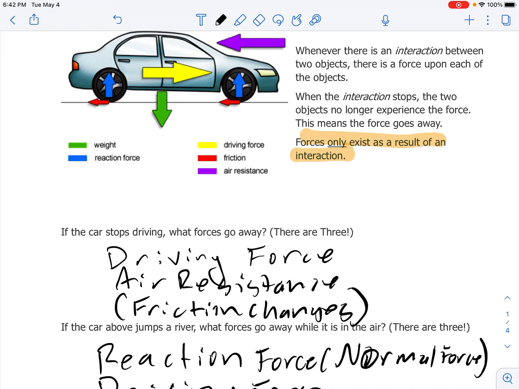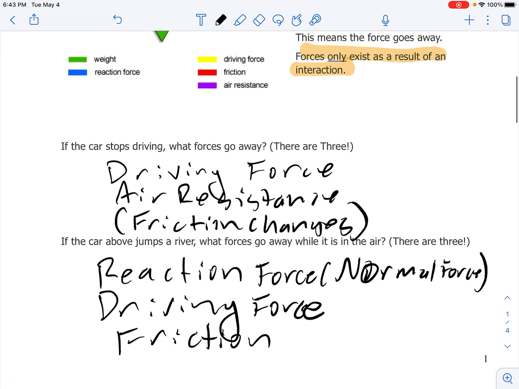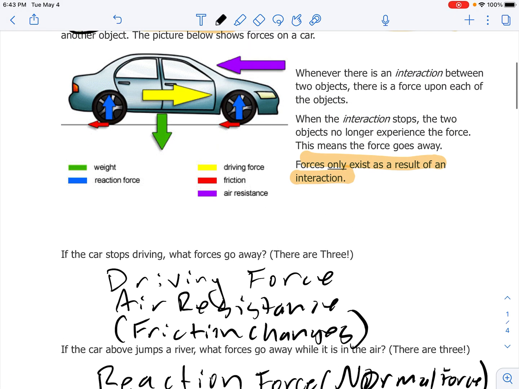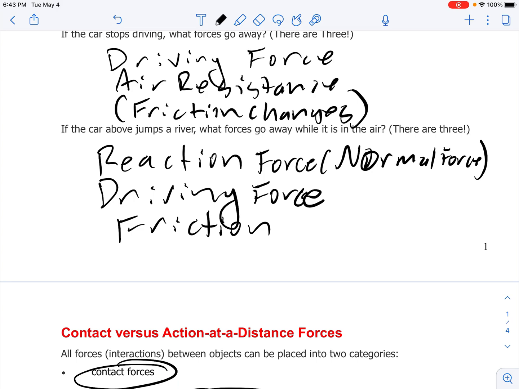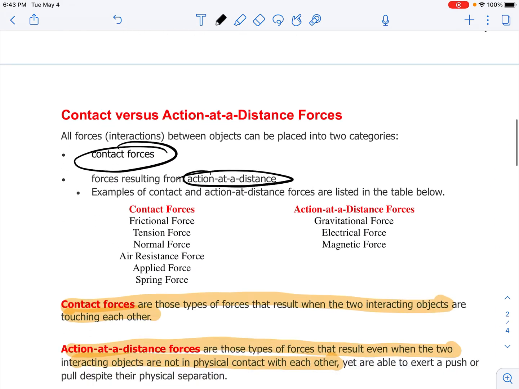So right now we have, as we'll learn more about tomorrow, what we call kinetic friction, and there's static friction. But weight would stay, the reaction force or normal force would stay, and friction would just change. So if it jumps the river, what would go away? The reaction force would go away because there's nothing pushing up like the ground. Driving force would go away because the car isn't accelerating anymore, and friction would go away.